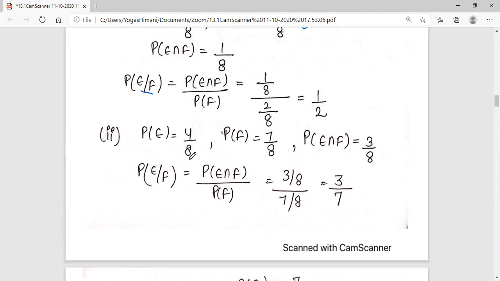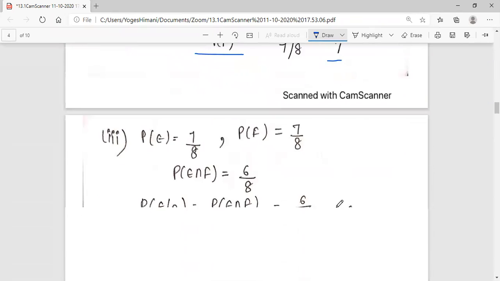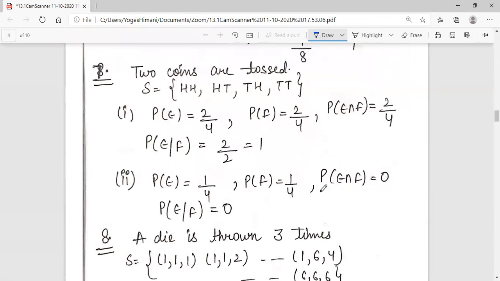It means how many are there? 4 by 8. F means at most 2. At most means a maximum of 2, and the minimum can be 0 also. Then the probability of F is 7 by 8. E intersection F is 3 by 8. Probability of E by F is probability of E intersection F upon P of F, that is equal to 3 by 8 upon 7 by 8, which is equal to 3 by 7. The third part, you have to try the same way as the first two parts.